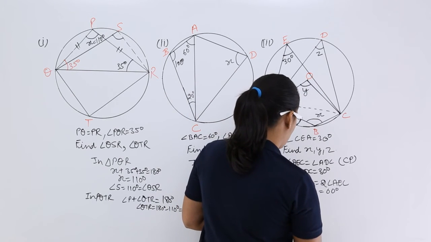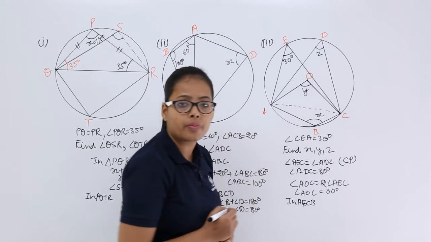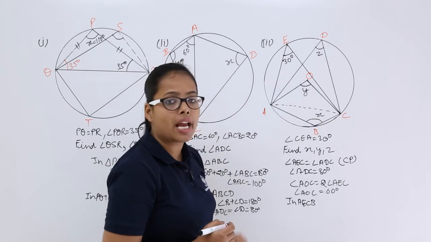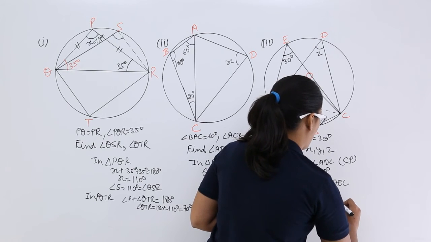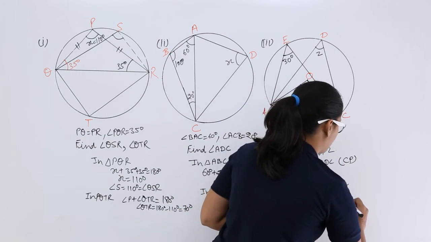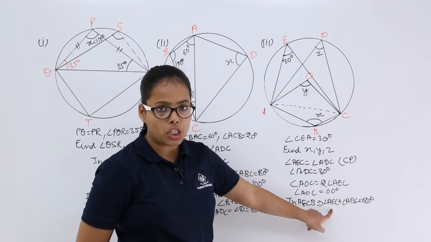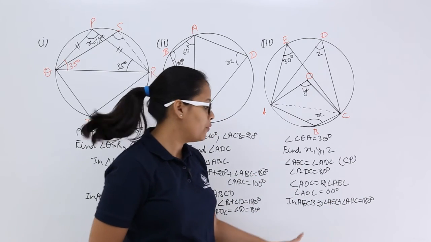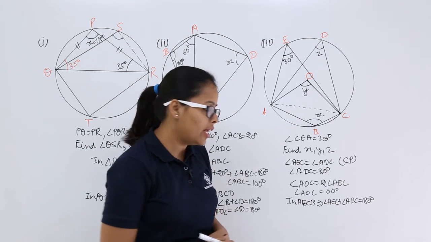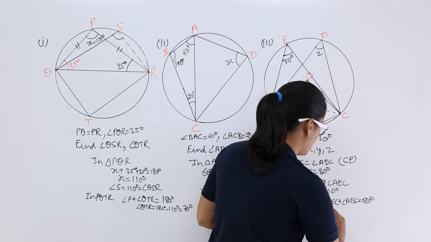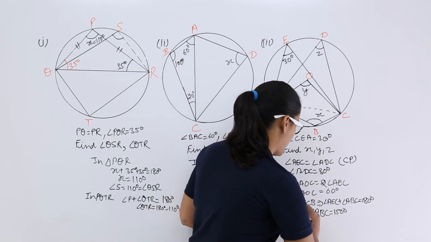So let's write down. Let's consider cyclic quadrilateral AECB. In this cyclic quadrilateral, sum of opposite angles, which is angle AEC plus angle ABC, is equal to 180 degree. You know the value of angle AEC, which is 30 degree. So what will be the value of angle ABC? When this 30 will go on your right hand side, sign will change. So 180 minus 30 will give you 150. So here angle ABC is equal to 150 degree. And angle ABC is nothing but x.